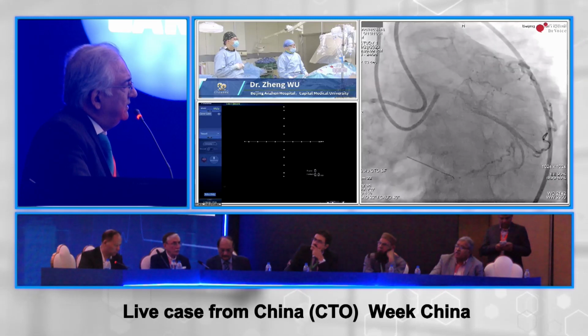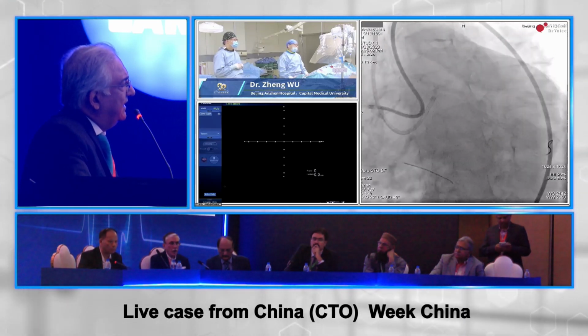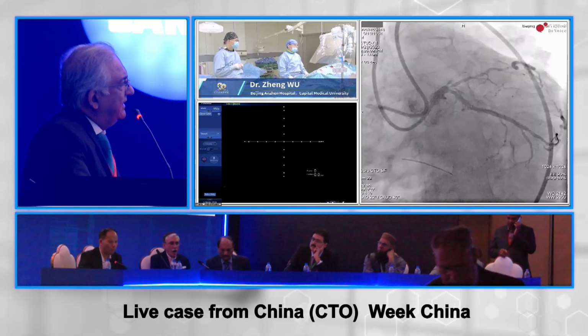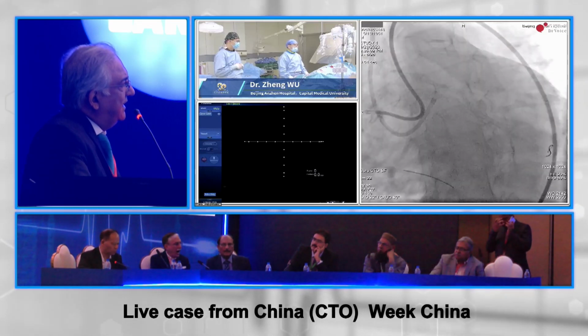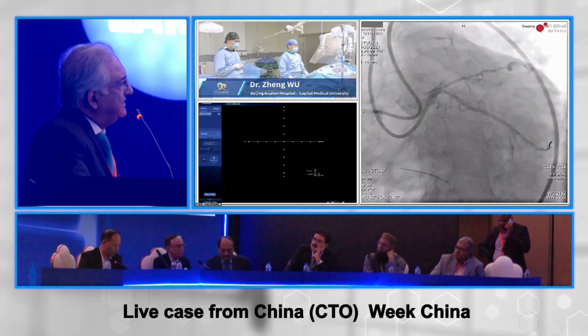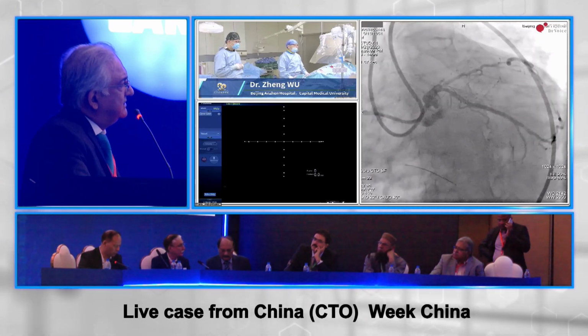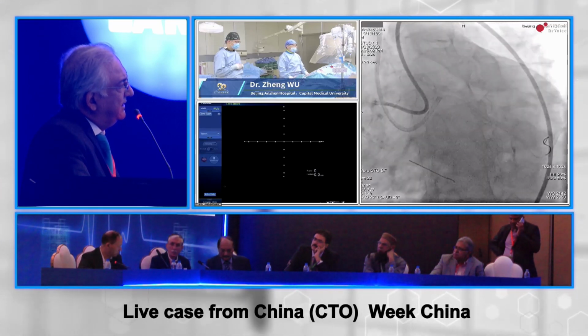Sometimes what we do is we take a micro into the different branches of the RCA and give an injection through the micro and see if that connects. And if that happens, then you can use the same micro to take your wires antegradely and try and surf there. That's another way of doing it, at least that might help.